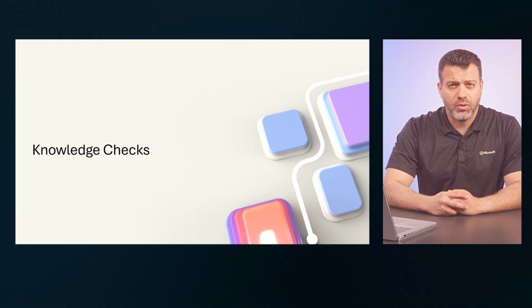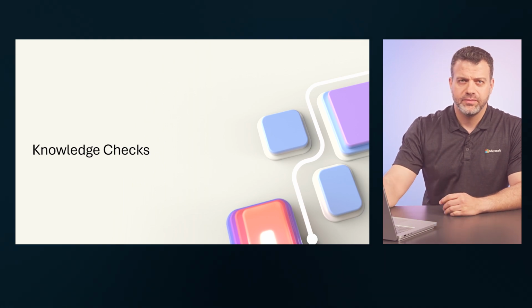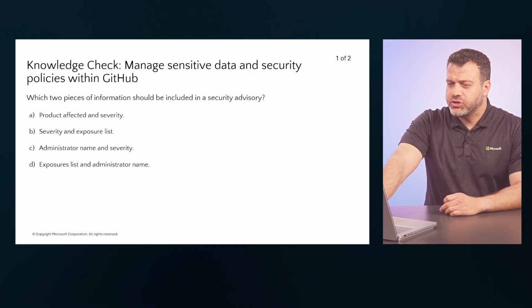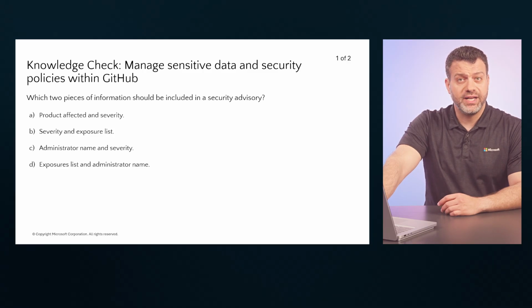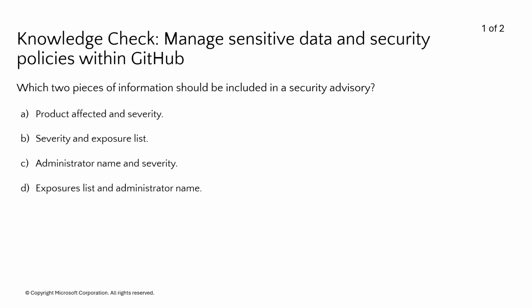Great job. Now let's reinforce what we learned with a quick knowledge check. Which two pieces of information should be included in a security advisory? Product affected and severity, severity and exposure list, administrator name and severity, exposure list and administrator name. The correct answer is A, product affected and severity.